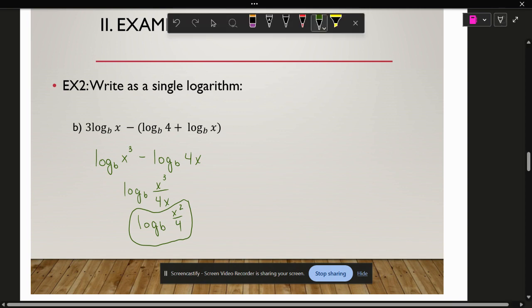All right, so I'll change to red here just to show you what happens. This 3 becomes my exponent. So now I have x cubed in my log. Parentheses come first, so I'm adding those two, which means I'm going to create multiplication. So it'll become 4x. And then the subtraction means division. I've got an x cubed on top, and I've got an x to the first on the bottom. So I'll cancel an x out, and I should have log base b of x squared over 4.